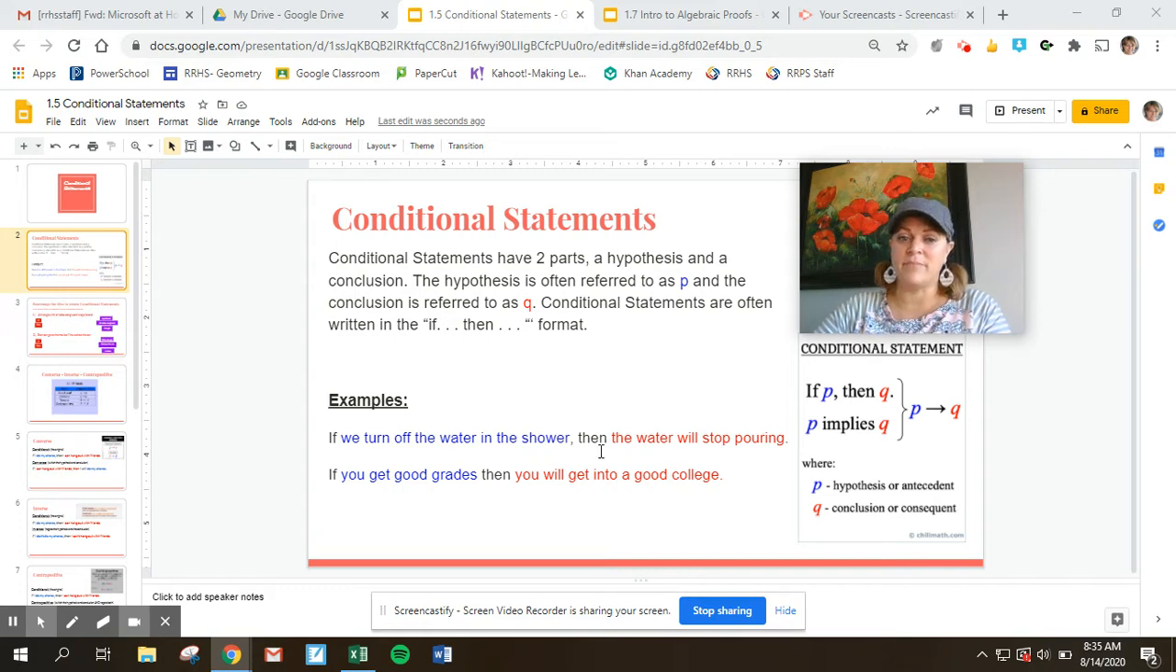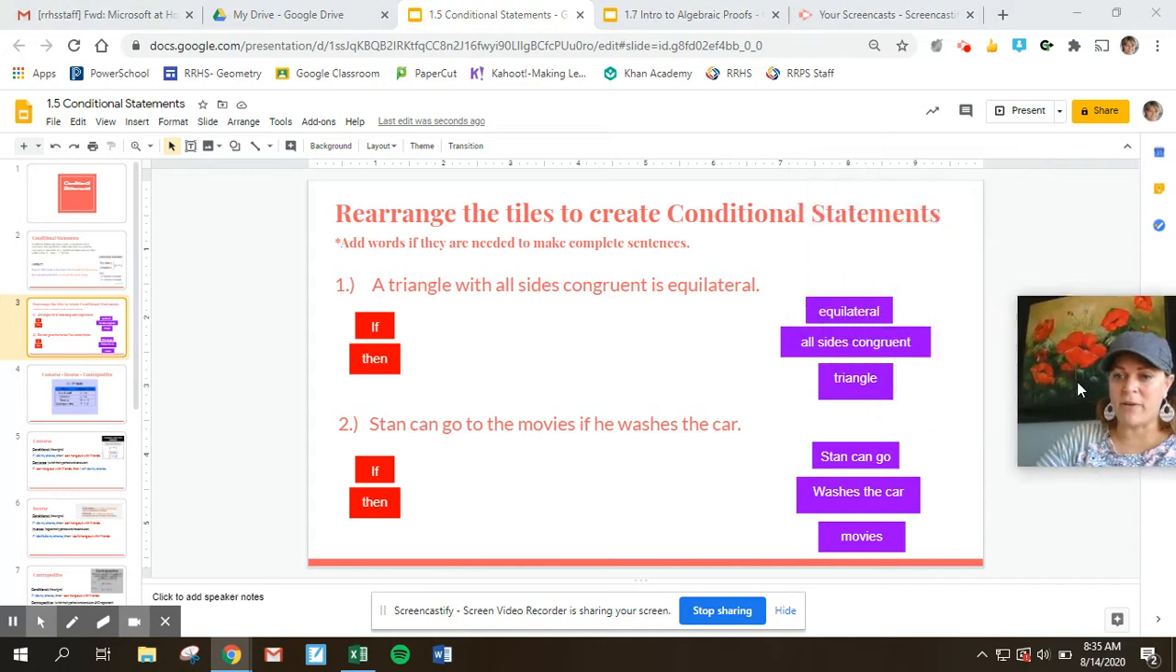If, then. Here's another one. If you get good grades, then you will get into a good college. So because of the hypothesis, the conclusion happens. Okay, visually, it's referred to this way, and you read it, if P, then Q. That's a conditional.